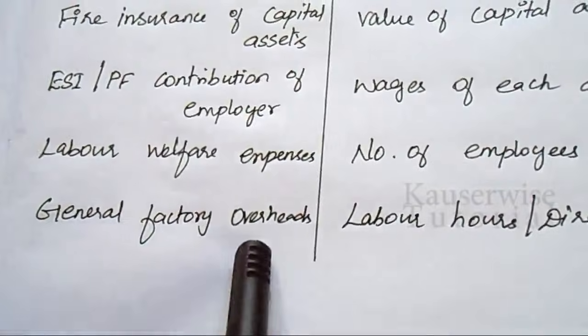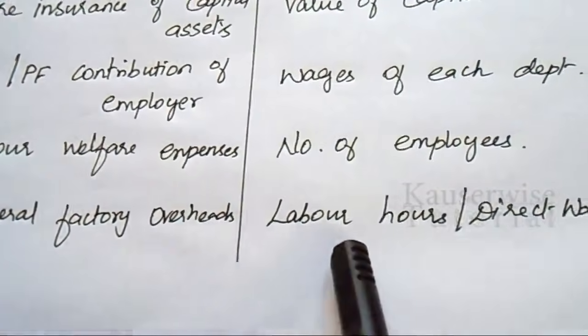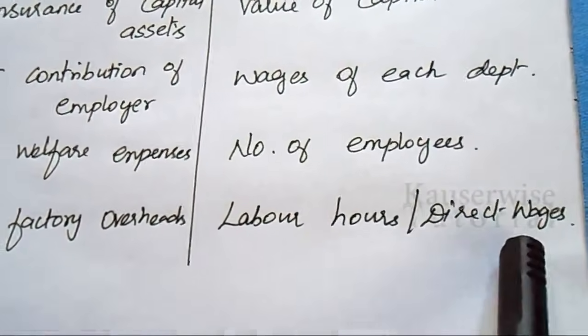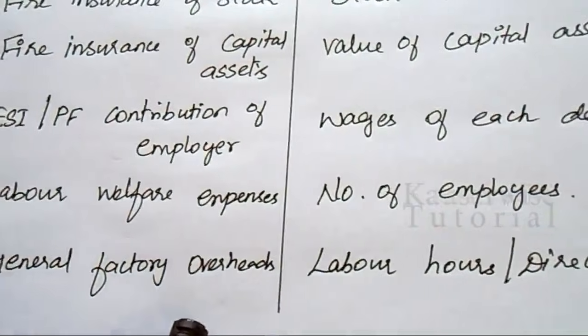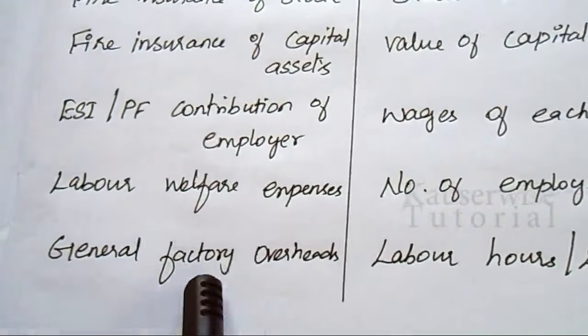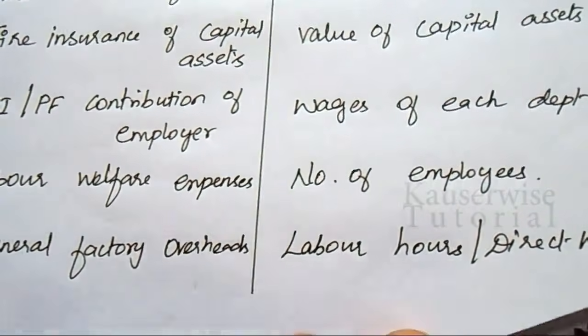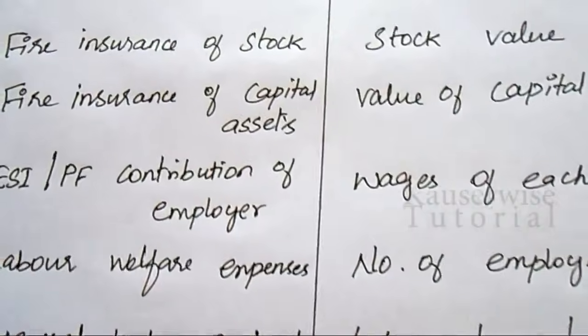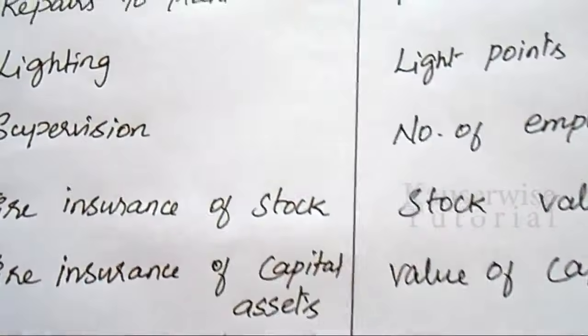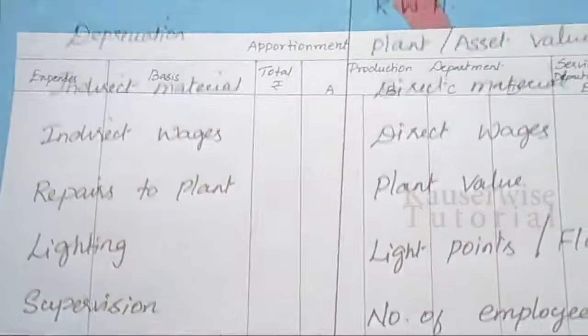Then general factory overheads can be apportioned based on labor hours or direct wages. Any general factory indirect expenses can be apportioned based on the labor hours or direct wages. So these are the bases of apportionment. With the help of this, you can easily solve the distribution of overhead problems.